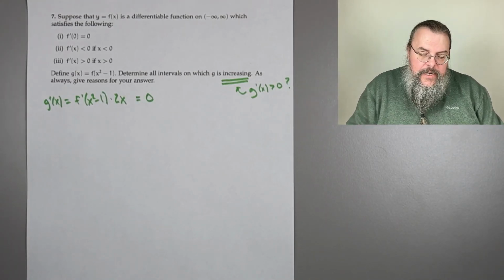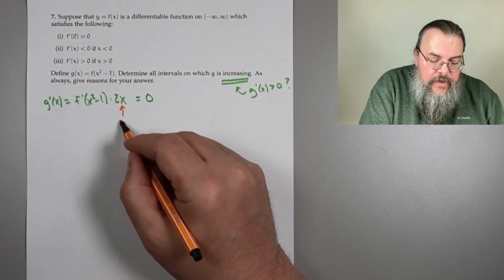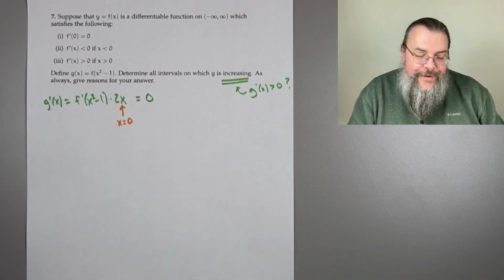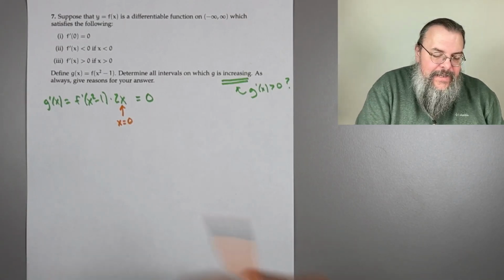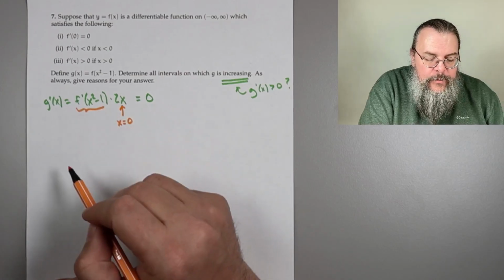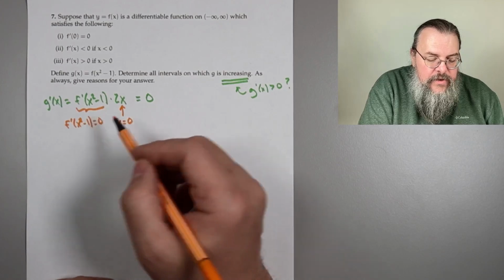Well, we have a couple of options. One could be that this part equals 0. And that's easy to spot. Actually, that was really easy to spot. x equals 0. The other thing is, what about this part? f prime of x squared minus 1 equals 0.